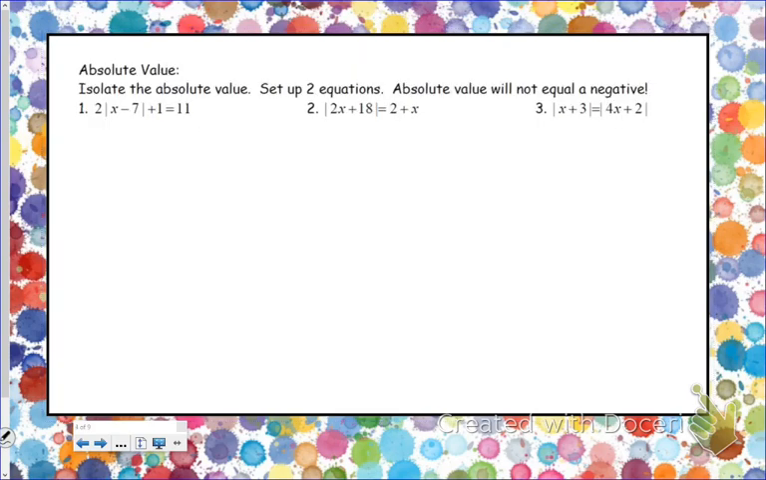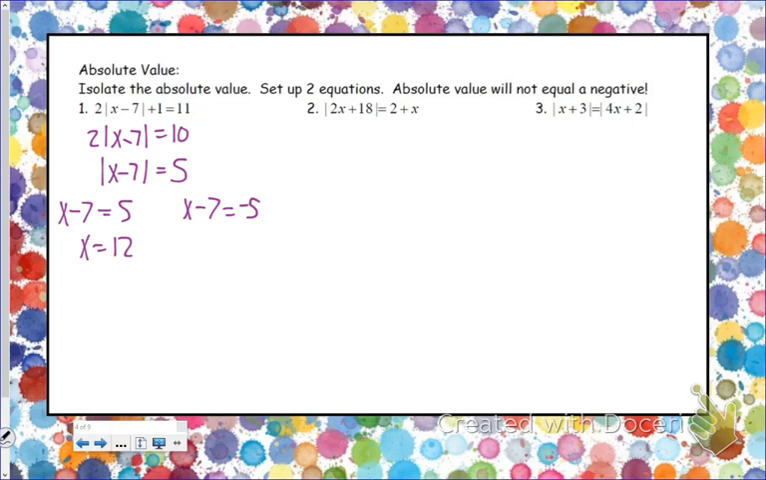After quadratics, we looked at absolute value. So with absolute value, you have to remember you're typically going to set up two equations. But first, we have to get the absolute value by itself. So I would first subtract 1. Divide by 2. Then I need to set up the equation x minus 7 equals 5 and x minus 7 equals negative 5. I need to solve both of these equations. So I get x equals 12 and x equals 2.